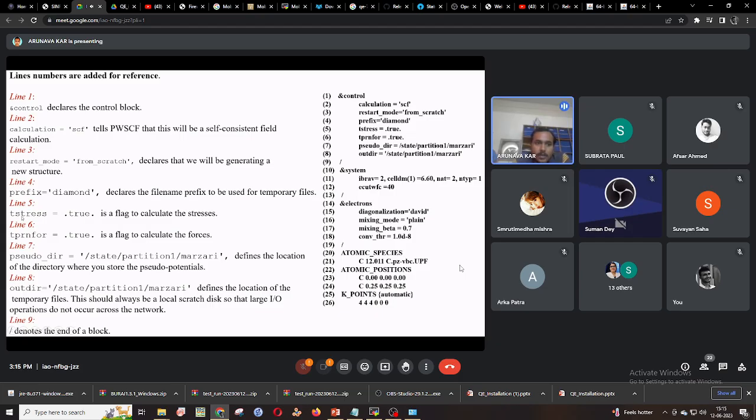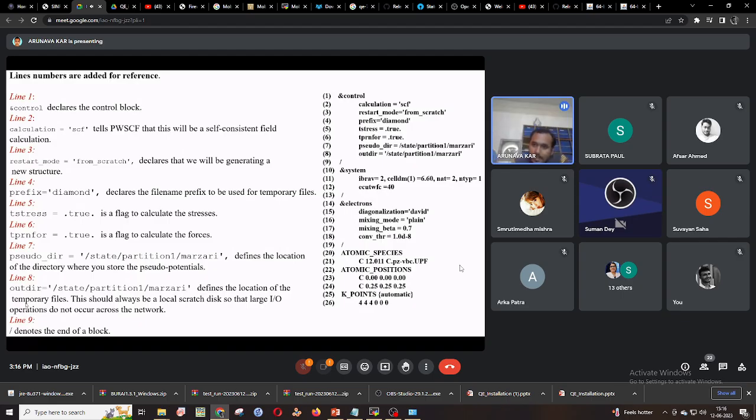Here, through using Quantum ESPRESSO, we can calculate stress. We can calculate the force on the atoms through line 6. But if you don't need this, you can omit these lines.